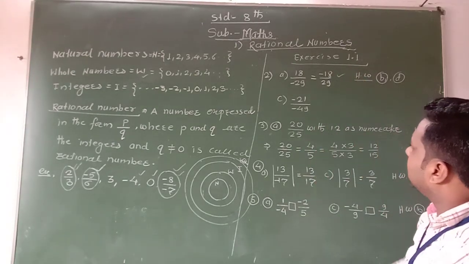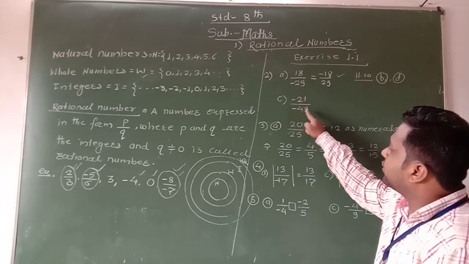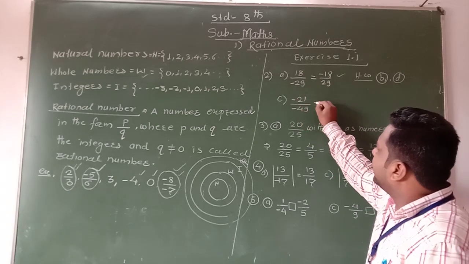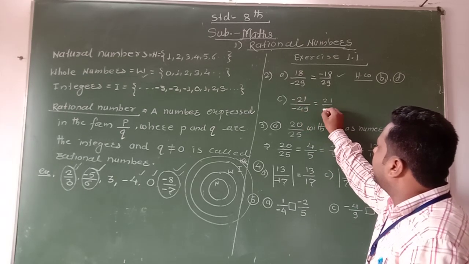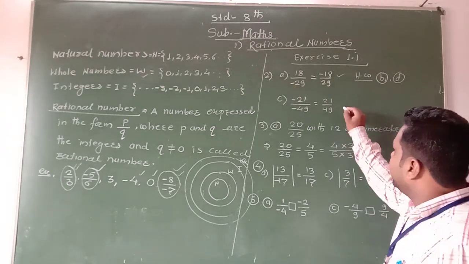Now we see another example. Example C, it is given minus 21 upon minus 49. Now both are negative. We can write it as 21 upon 49. Now the denominator becomes positive, but it is not yet in simplest form.